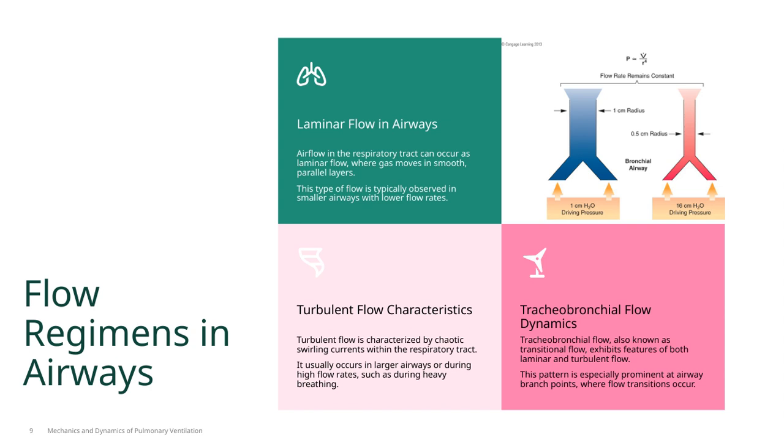Now, moving on to flow regimens in the airways, particularly tracheobronchial flow. This is also known as transitional flow because it exhibits features of both laminar and turbulent flow. It's especially prominent at airway branch points, where the airflow transitions from one type to another. Understanding these dynamics helps us grasp how airflow adapts throughout the respiratory system, ensuring efficient ventilation under varying conditions.